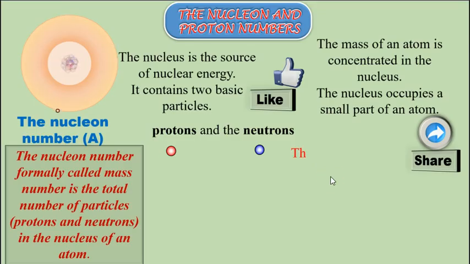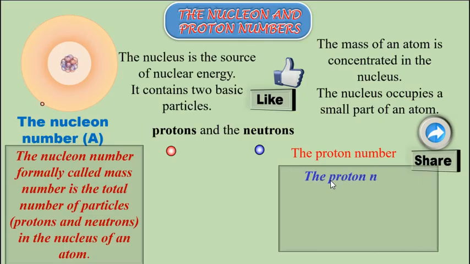Then the next one we want to look at is the proton number. The proton number, as the name implies, is the current name, the new name. The old name is atomic number. The current name is better because it tells actually what we are looking at. When we say proton number, we're looking at the total number of protons in the nucleus of an atom. That's why you call it proton number.